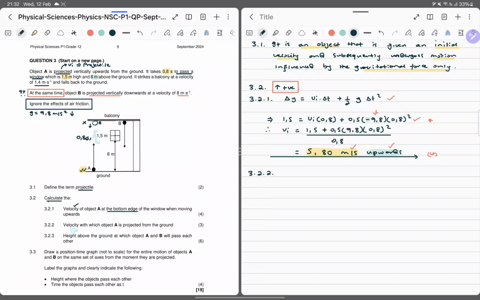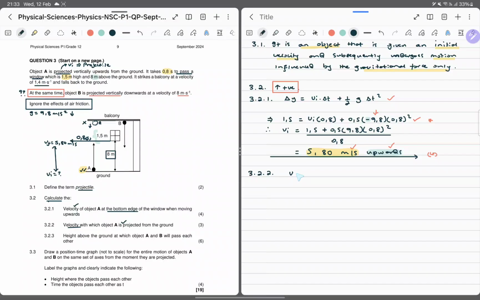3.2.2, we need to determine the velocity of object A with which it was projected from the ground. Okay, not a problem. So remember, we just found the velocity at this level. So the velocity here becomes now the final velocity. This is 5,80 meters per second. Now between the ground and this, we have been doing a displacement of 8 meters, and we want the initial velocity from the beginning. So that's where we are looking.